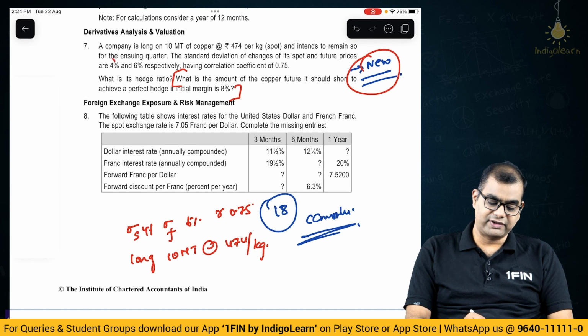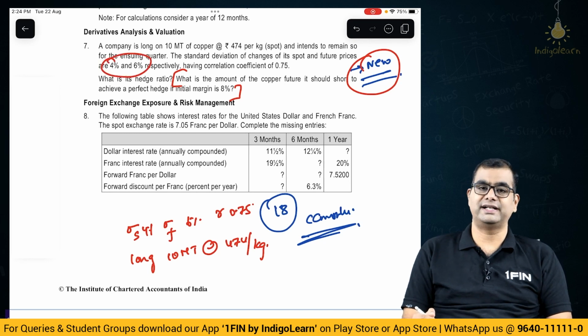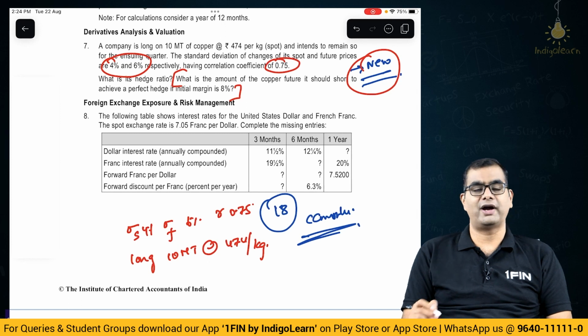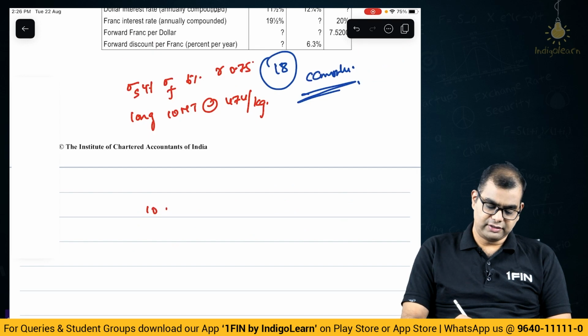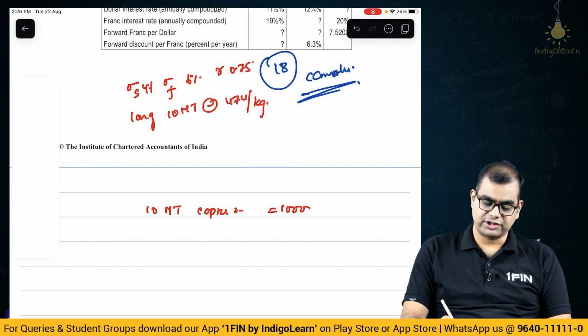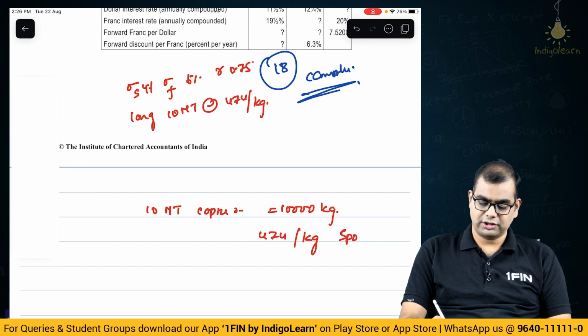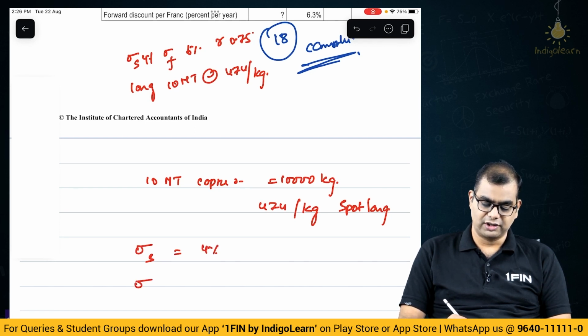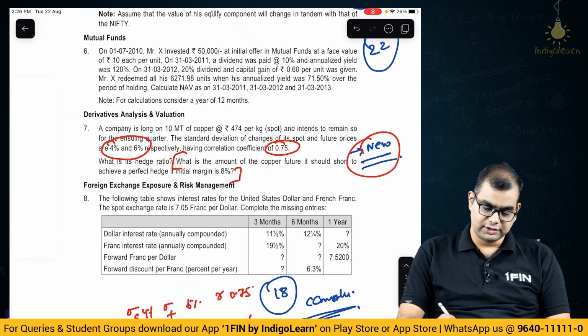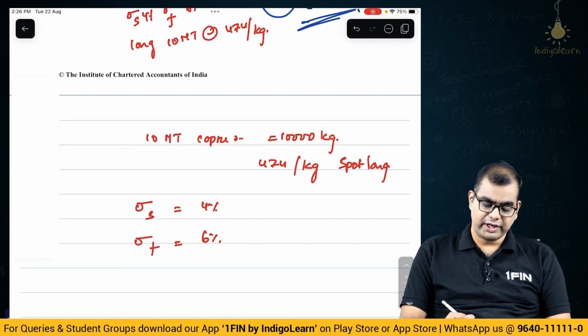Now what have they given? They have given here 4% and 6%. These are the standard deviations, and they have also said correlation coefficient of 0.75. So let us look at the numbers. They have said 10 metric ton copper, that is 10,000 kg, 474 per kg, spot long, standard deviation of spot is equal to 4%, standard deviation of future is equal to 6%, and correlation is 0.75.